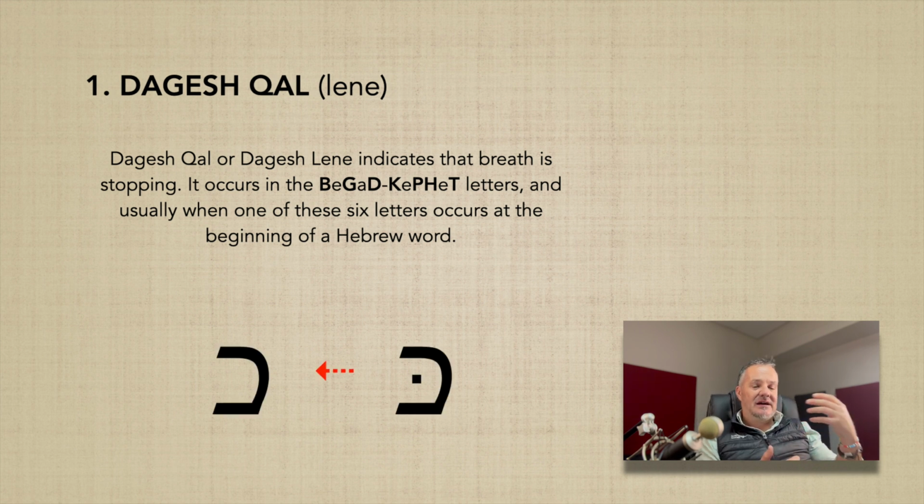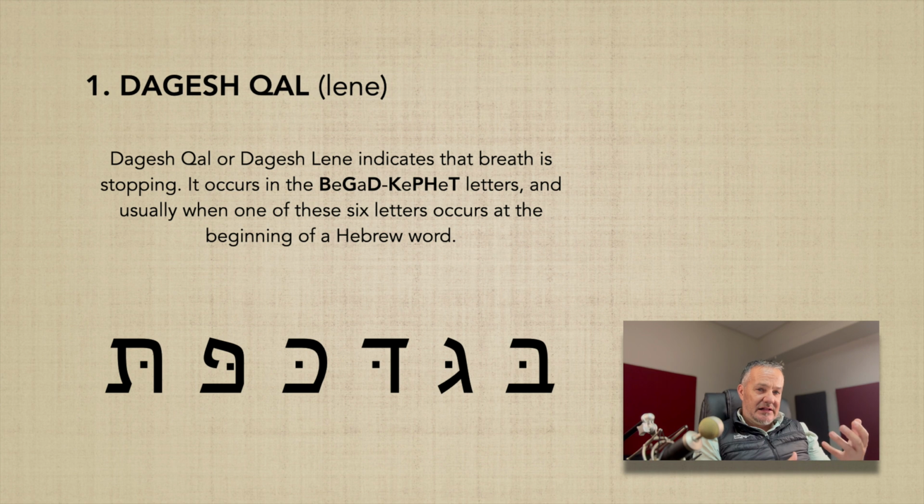In other words, the KAPH with the Dagesh in is a strong K sound, where the same letter KAPH, which is also known as the CHAPH, is the letter without the Dagesh, and that's the more fricative sound. K versus Ch. The same with the P and the F, the P and the Fe. Same with the BEIT and the VEIT. And as we've discussed in the alphabet, normally the Dagesh Qal, or the Dagesh Lene as it is known, occurs especially when a Hebrew letter is in the first position of a word, okay? Makes it a strong sound.